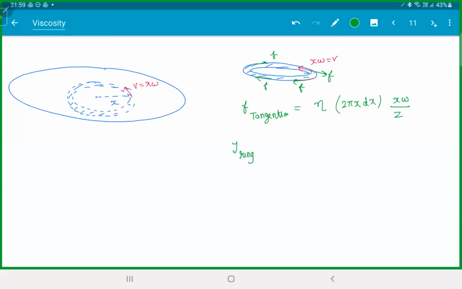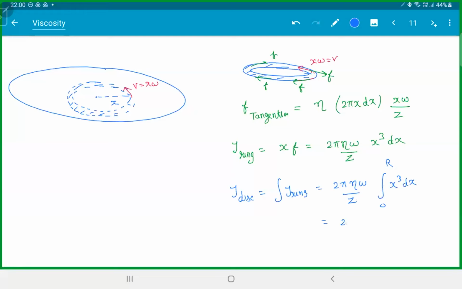Now you can't integrate this directly. You have to get the torque on the ring. Torque on the ring will be x into the force on the ring, which is 2 pi eta omega by z x cube dx. So this is the torque on each ring due to the viscous force. What is the torque on the disc? Add all the ring torques. That will be 2 pi eta omega by z, integral of x cube dx from 0 to r. That would be 2 pi eta omega by z times r to the power 4 by 4. This is the torque.